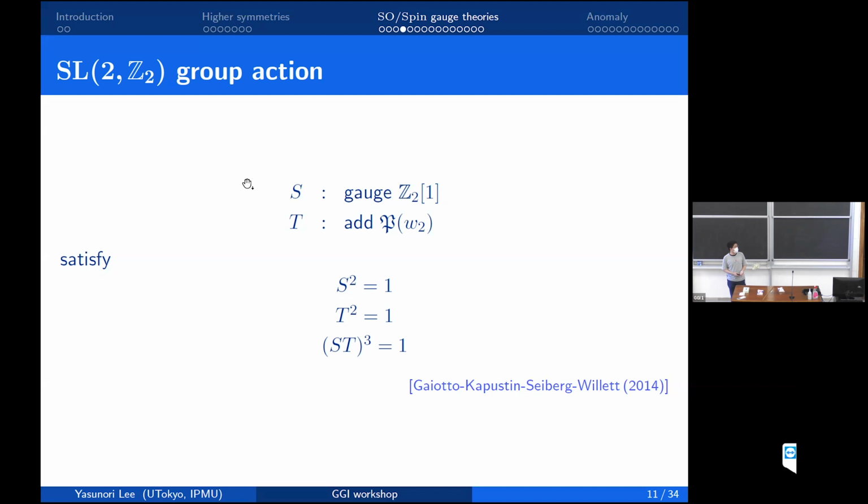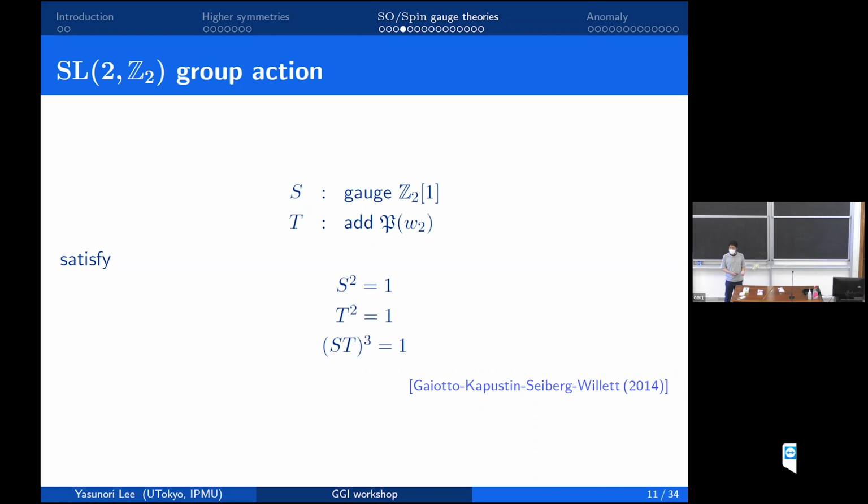So indeed, gauging Z2 one-form symmetry twice gives you back the original theory. And as I explained, since we assume spin structure on the space-time manifold, adding discrete theta term twice is equivalent to doing nothing. And finally, it turns out that acting T and S thrice brings you back to the original theory you started with.